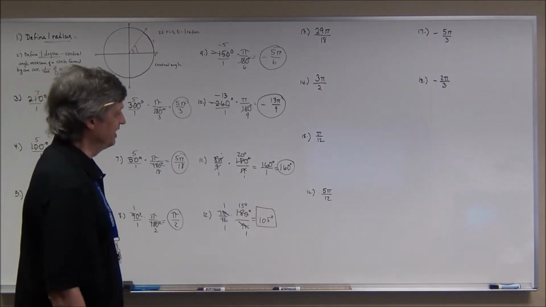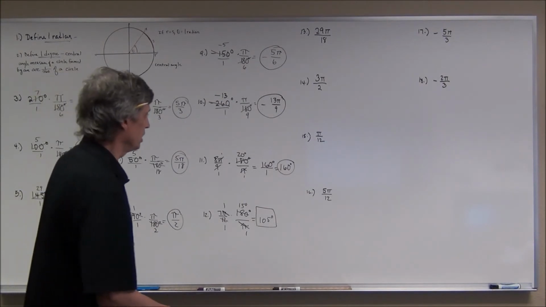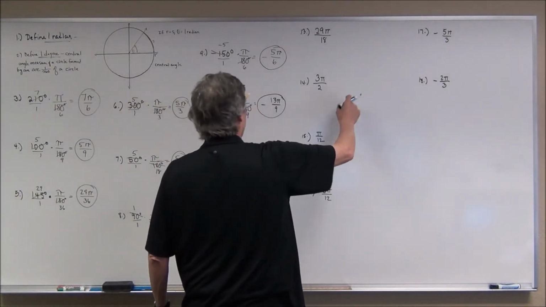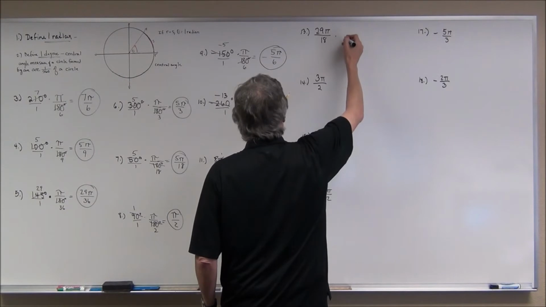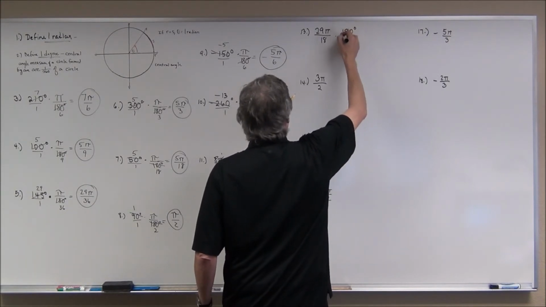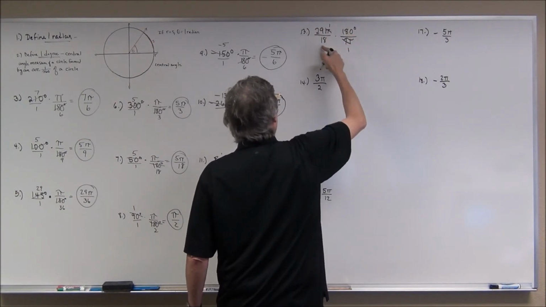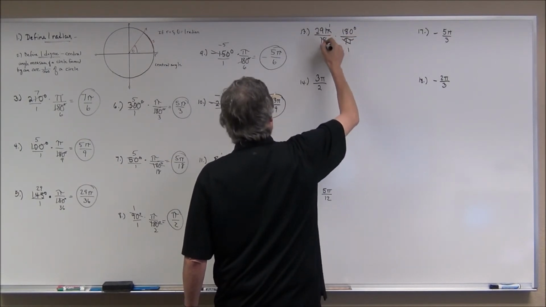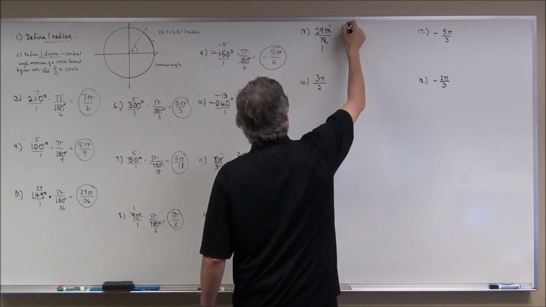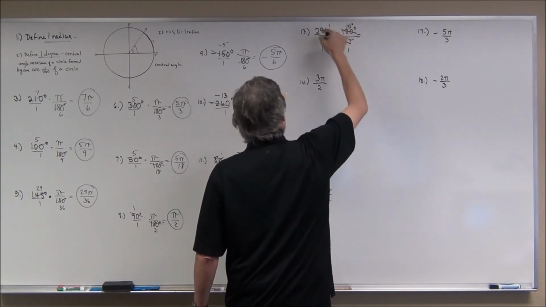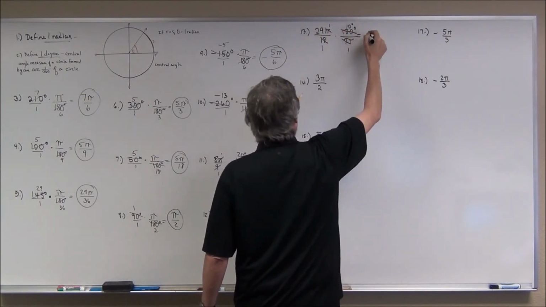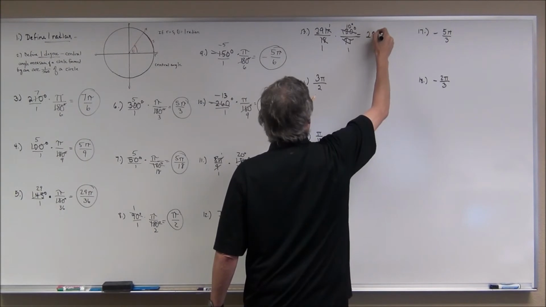And 6 more just like this. They're going to work just like this. I do have a couple of negatives. So times 180 degrees all over pi. The pi's cancel. 18 and 180. 18 goes in that once. 18 goes in 180 degrees, 10 degrees. So that's 29 times 1 times 10 degrees all over 1. That's 290 degrees.